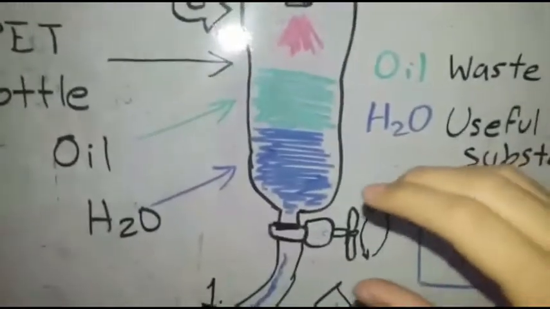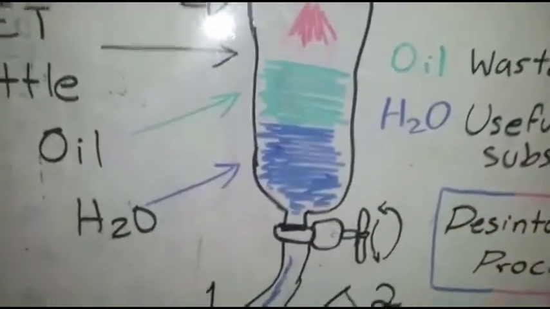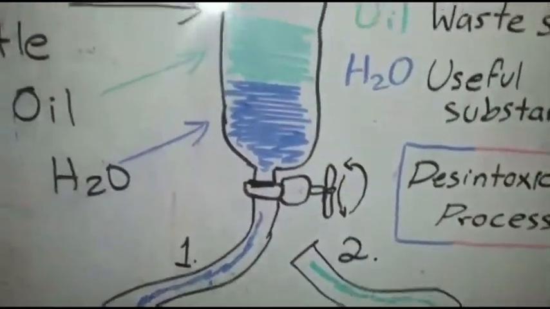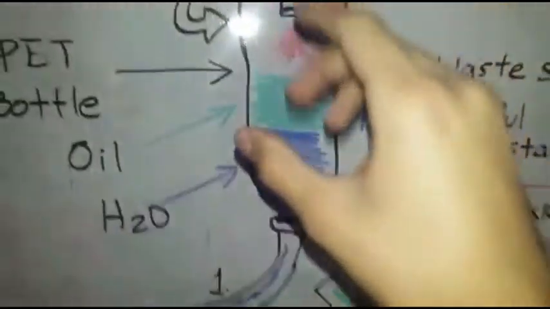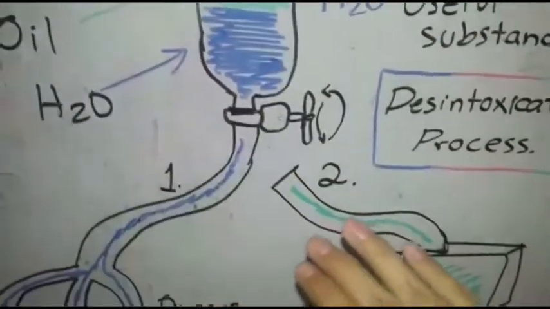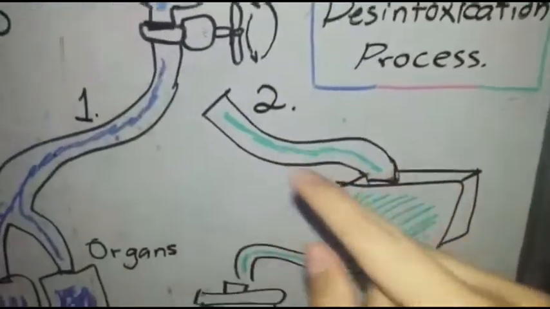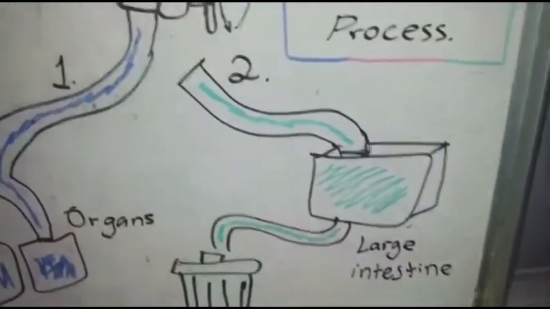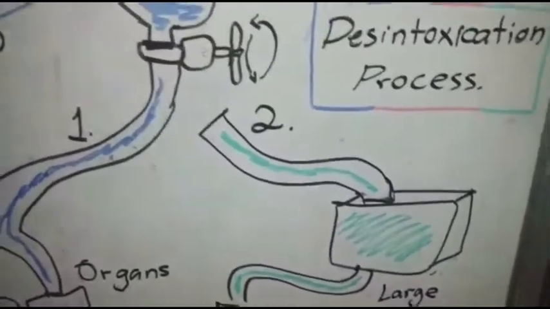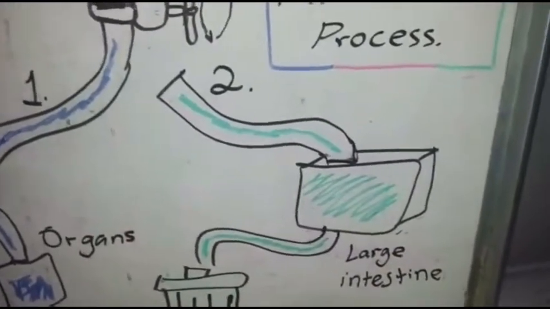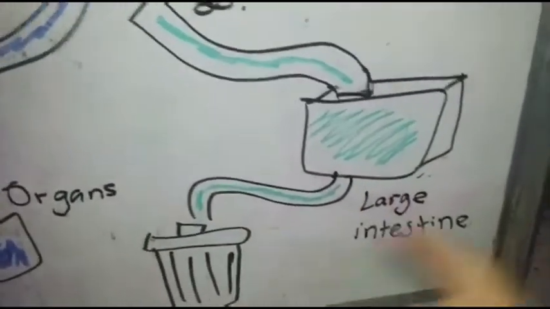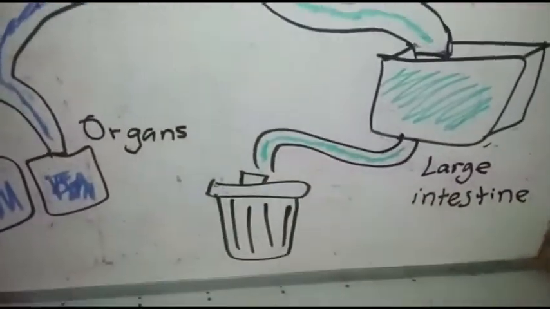Then we're going to close the faucet and connect the other hose. We're going to open the faucet again, and all the oil, that is the waste substances, will fall through this, that is the large intestine, which absorbs water and leaves the toxic substances. And well, as you know, these toxic substances will go to the bathroom.